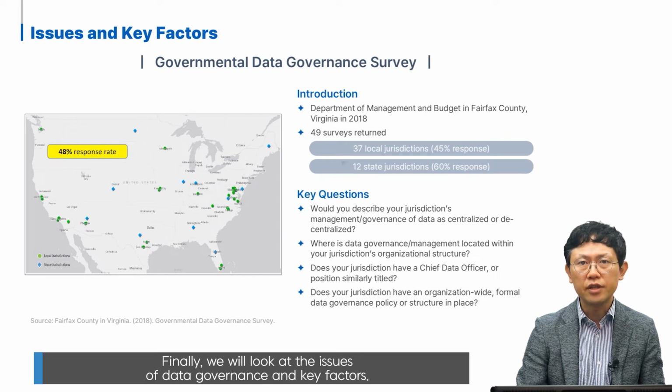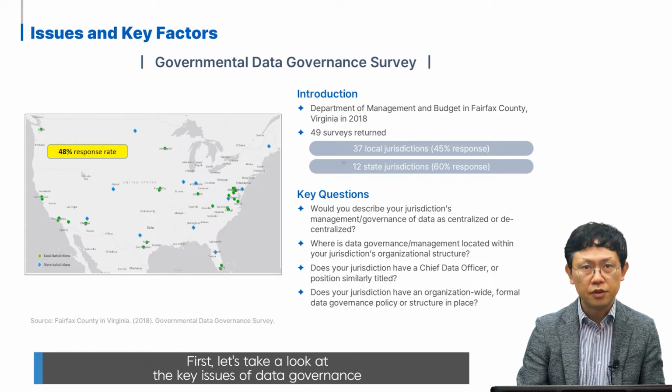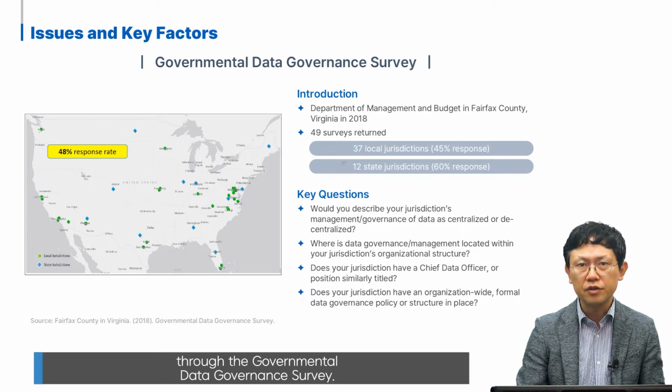Finally, we will look at the issues of data governance and key factors. First, let's take a look at the key issues of data governance through the Governmental Data Governance Survey. This survey was conducted in 2018 by the Department of Management and Budget in Fairfax County, Virginia, USA, and 49 local and state jurisdictions responded to the survey.